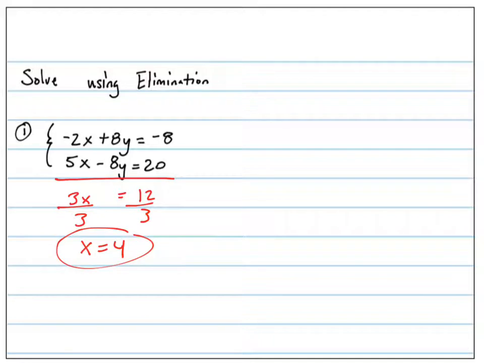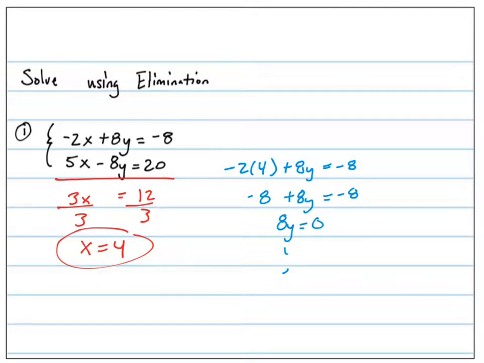Now that I know what x equals, I'm going to plug it back into one of the equations. I'm going to go back into the top equation. So negative 2 times 4 plus 8y equals negative 8. This is negative 8 plus 8y equals negative 8. I'll add 8. So 8y equals 0. So y has to equal 0. So our solution here is just 4, 0.